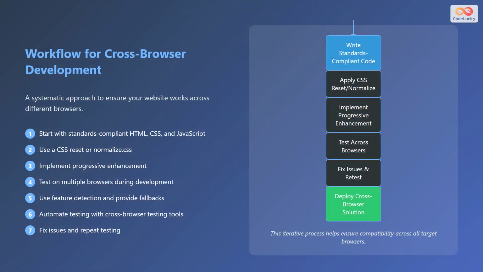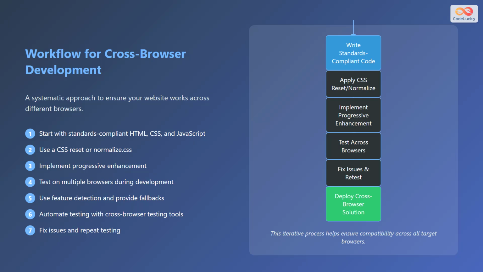Here is a systematic approach to ensure your website works across different browsers. Start with standards-compliant HTML, CSS, and JavaScript to ensure a solid foundation. Use a CSS reset or normalize CSS to eliminate default styling inconsistencies. Implement progressive enhancement to provide a baseline experience for older browsers while enhancing the experience for modern browsers. Test on multiple browsers during development to catch compatibility issues early. Use feature detection and provide fallbacks to handle unsupported features gracefully.